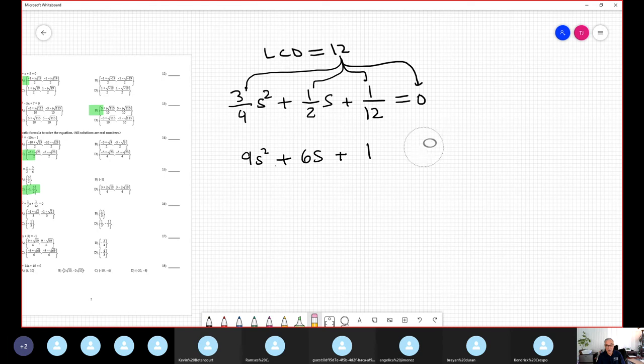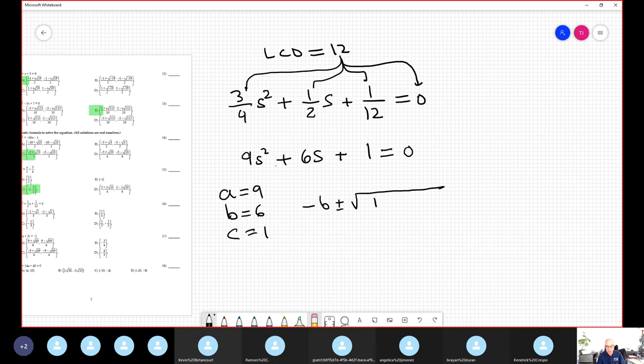And this is my equation. Let me try to write it in an elegant way. My equation is 9x squared plus 6x plus 1 equals 0. Okay. So we practice the quadratic formula. A is 9, B is 6, and C is 1. This is minus B plus or minus the square root of B squared minus 4AC, divided by 2A.